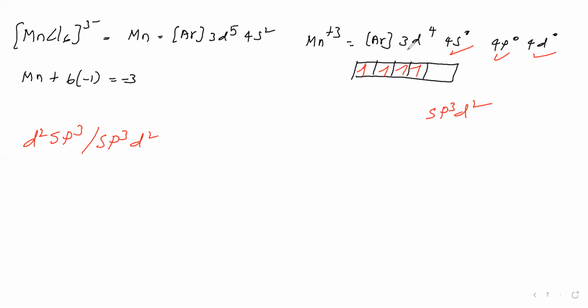Here 3d contains only one vacant orbital, therefore we cannot take 3d orbitals for intermixing. We want 2 vacant d orbitals. Here 2 vacant d orbitals are not there, therefore don't take from 3d, take from 4d. Therefore it is coming under outer orbital complex, sp3d2 hybridization. This MnCl6 3 minus contains 4 unpaired electrons, we can say.